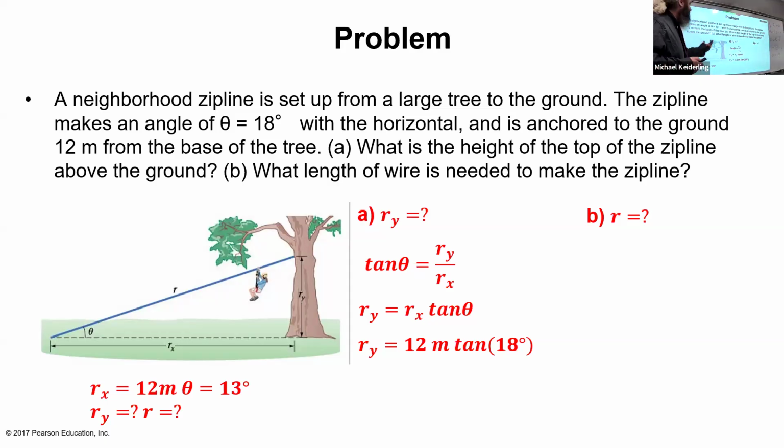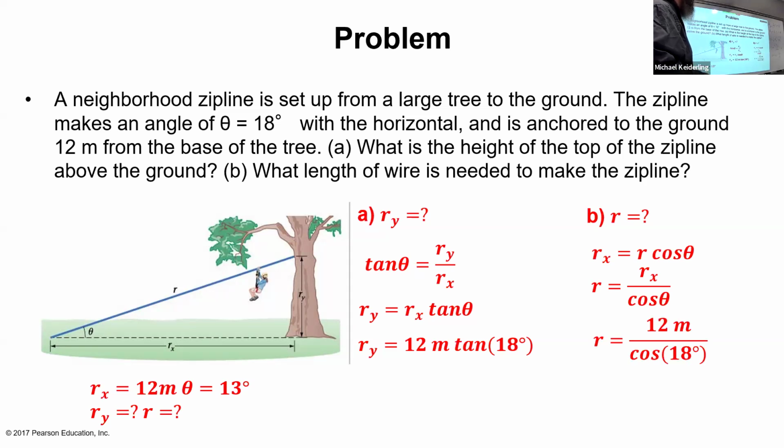Then for R, well, Rx is R cosine theta. So R is Rx over cosine theta. So R is 12 meters over cosine of 18 degrees. So Ry is 3.9 meters and R is 12.6 meters.